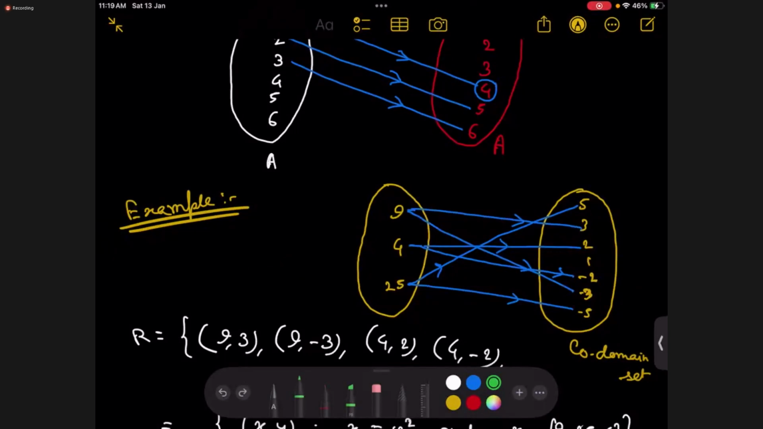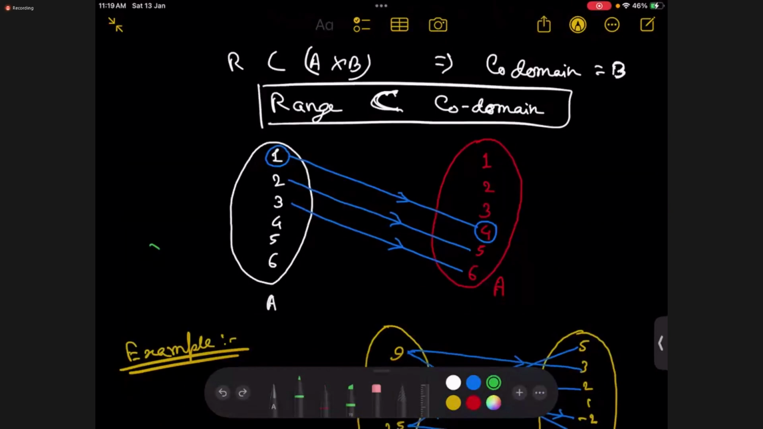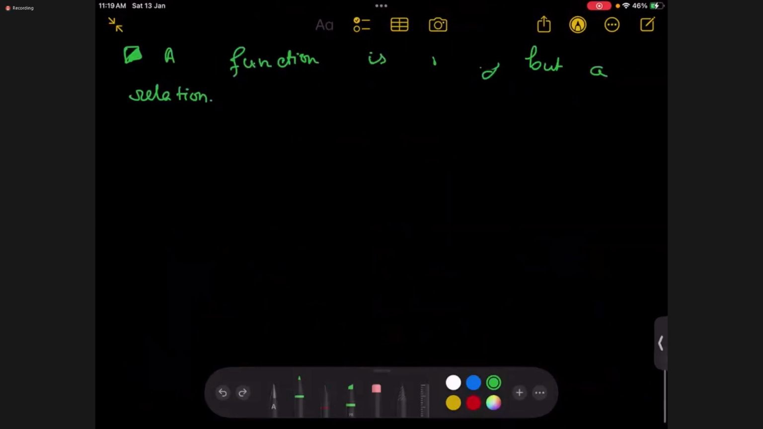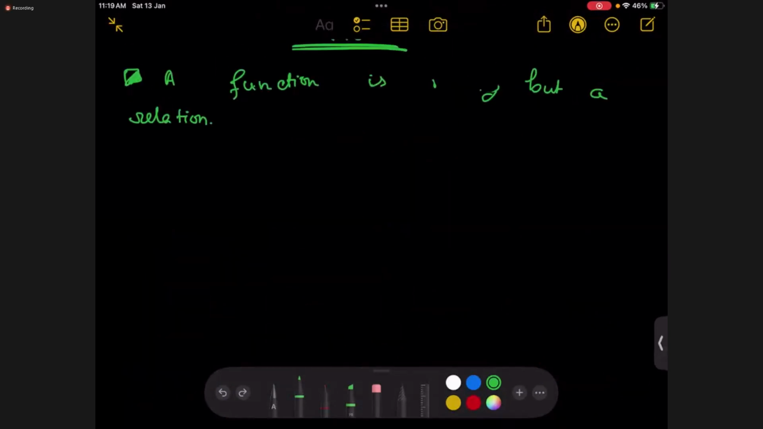In a similar way, in the first example, you can see 4, 5, 6 have no image. So in these two relations there are some drawbacks. In one case, a few elements have no image, and in the other case, all elements have an image, even multiple images. One element has multiple images. So we are defining a function for relations like this. Let us state the definition of function.